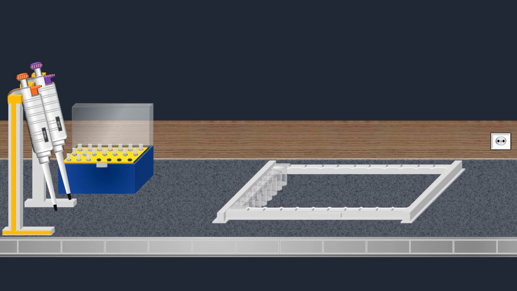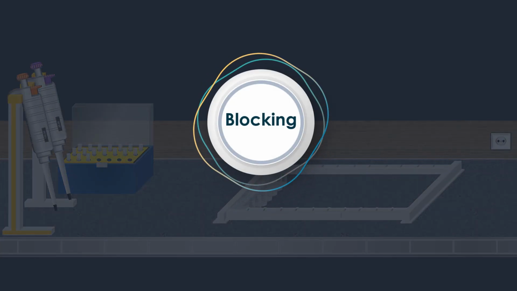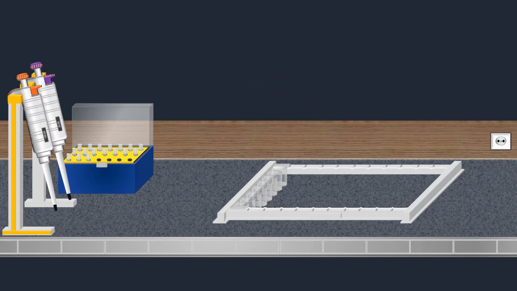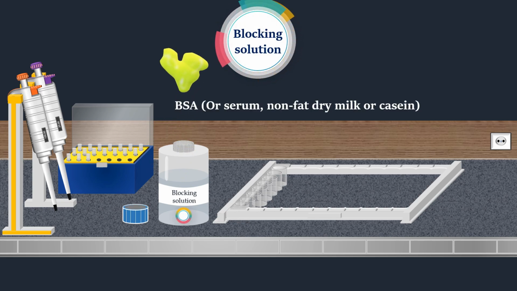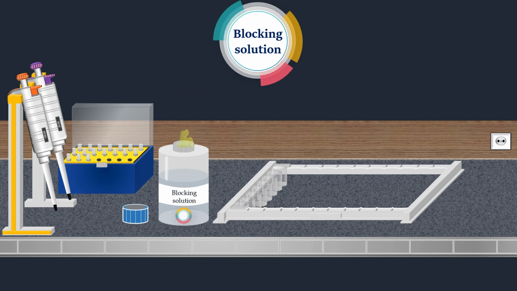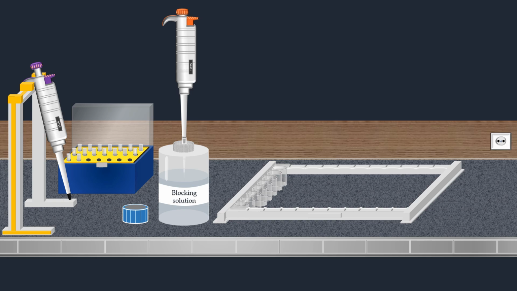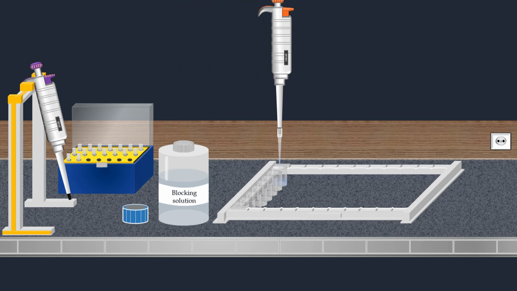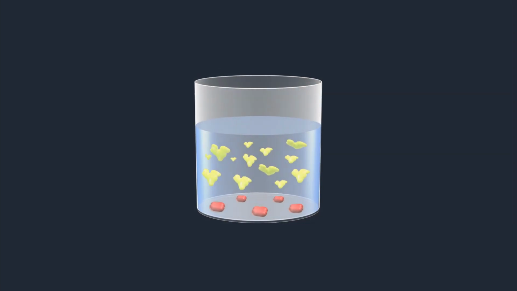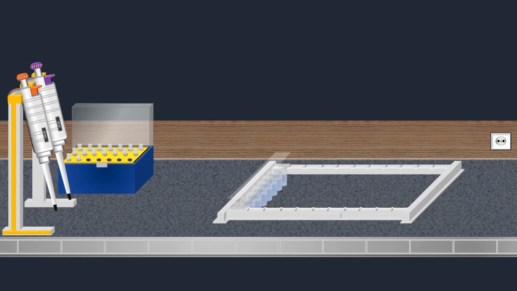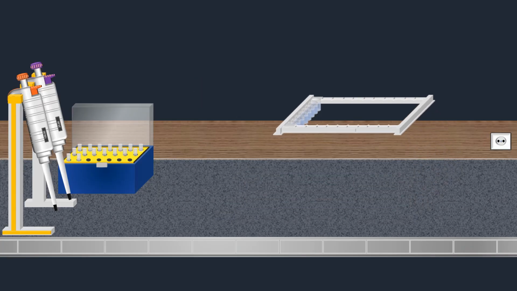The next step is to block any remaining unoccupied sites on the solid phase. During this step, a blocking solution is used, which typically contains proteins such as BSA, serum, non-fat dry milk, or casein. Blocking solution is added to each well, ensuring complete coverage. The well strip is then covered and incubated. The proteins in the blocking solution create a barrier on the plate, preventing the target antibody from binding to these sites in subsequent steps. Once the blocking step is complete, the adhesive plastic is removed.